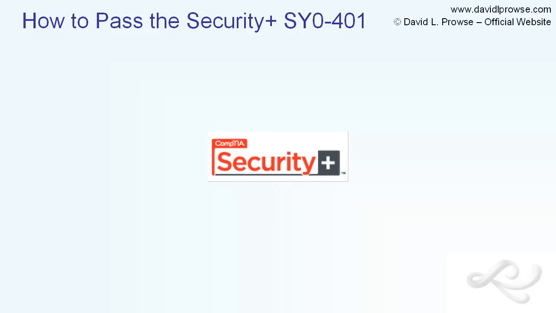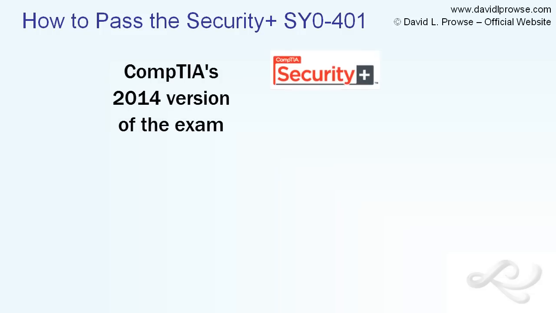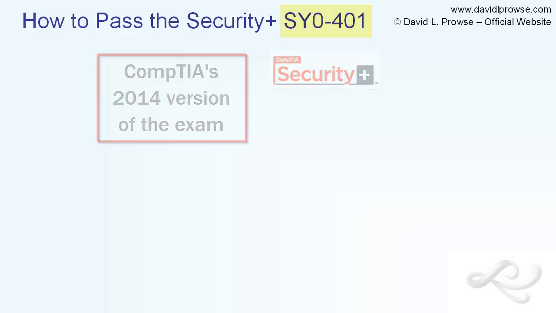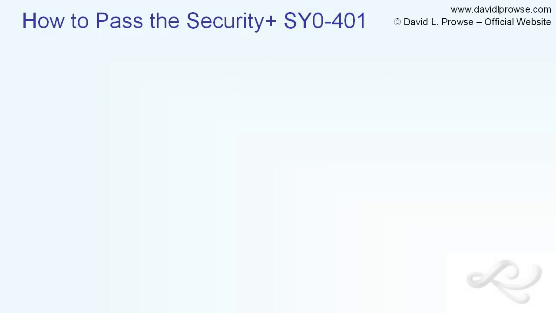Hello, let's talk about how to pass the Security Plus exam. We're talking about CompTIA's 2014 version, which is SY0-401. What I like to do is break it down into 10 steps.